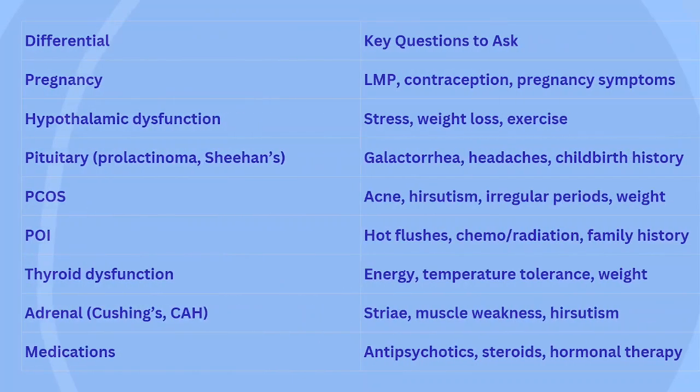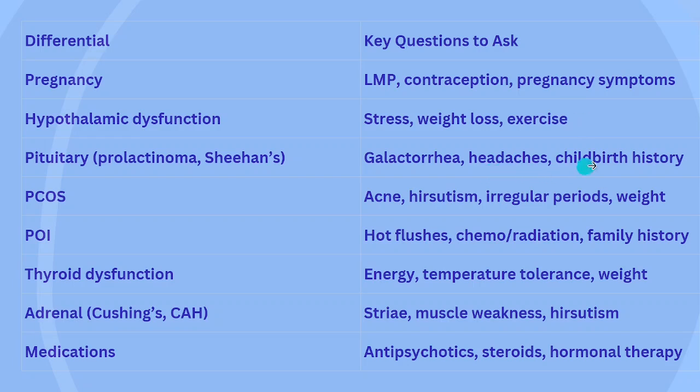This is what we discussed in the first slide, the differentials, and just one or two questions that can rule all of these conditions out. Number one would be pregnancy. Ask about last menstrual period, use of birth control pills, and symptoms of pregnancy: weight gain, feeling sick, throwing up, and soreness in the breast. For hypothalamic causes, stress, eating disorders, weight loss, strict diet, and exercise.